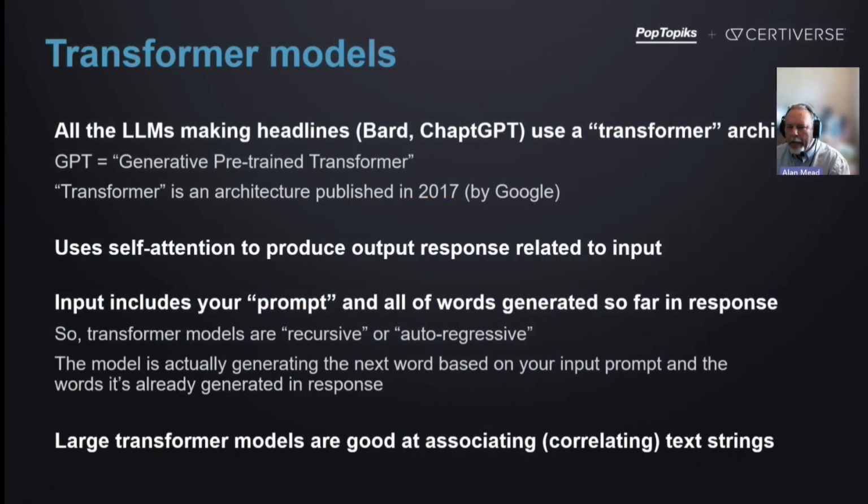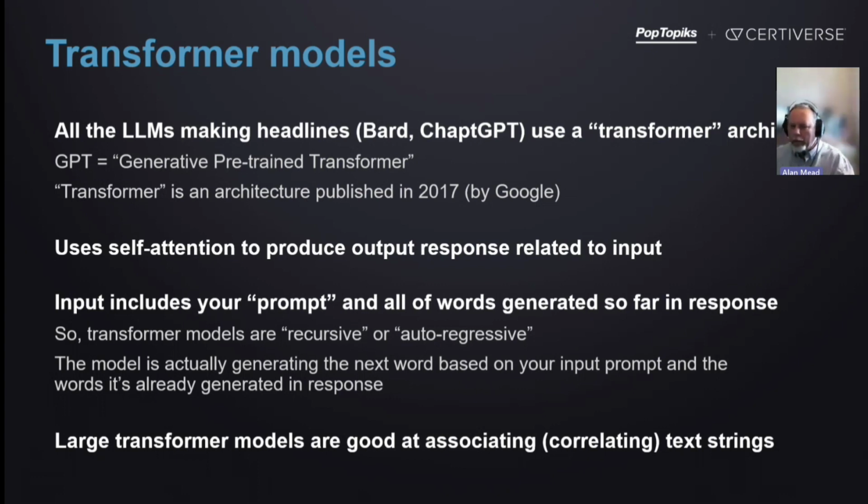And all of the models that are making headlines, like the models that underlie Bard and ChatGPT, use the transformer architecture. In fact, GPT stands for Generative Pre-trained Transformer. Transformer is an architecture that was published in 2017 by Google. The key part to recognize is that was just 6 years ago. The paper was something like "All It Takes Is a Little Attention," and it uses a mechanism, actually a feature of the model called self-attention, to produce output that is related to the input.